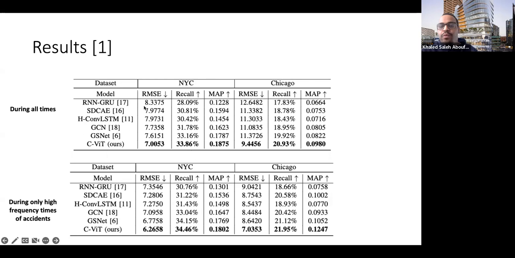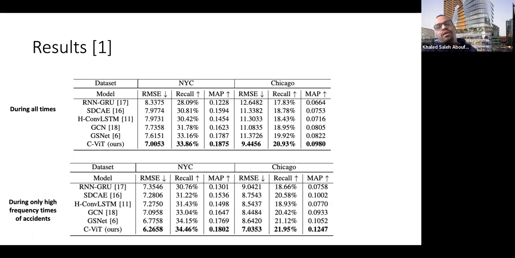This is reported on the whole testing split of the two datasets during all times. Here, this is a sub-selection of times. We only tested on times in the dataset that have a high frequency of accidents. This is typically during the rush hours, so from 7 a.m. to 9 a.m.